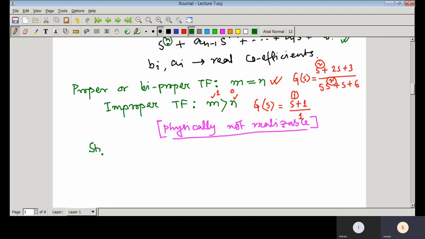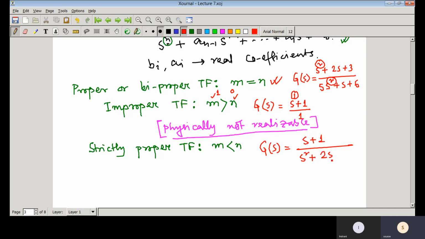So strictly proper transfer function, whenever m is less than n, that means the numerator degree is less than the denominator degree. Suppose for example you take s plus 1 divided by s square plus 2s plus 3. Then you can see here the numerator degree is 1, and the denominator degree is 2. So that's why this is one example of a strictly proper transfer function.